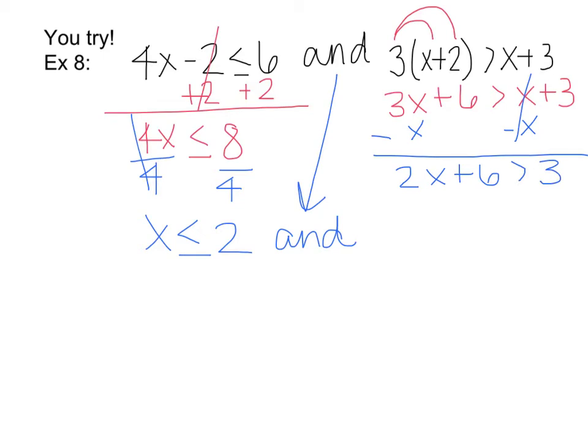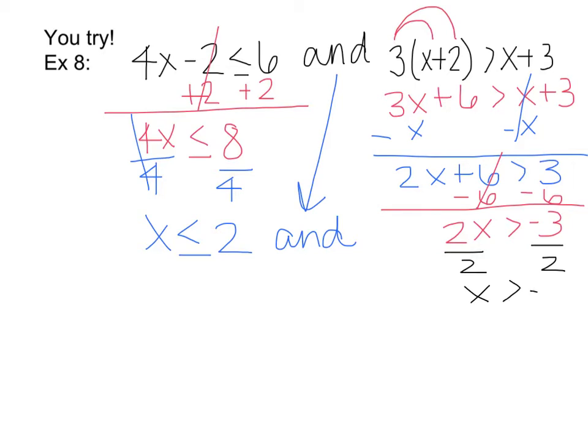Since my variables are on the left hand side, I need to move my positive 6 to the right hand side. So, to move positive 6, I'm going to subtract it. And that gives me 2x is greater than, and then 3 minus 6 gives me -3. Divide both sides by 2. Again, since you are dividing by a positive number, there's no reason to switch your inequality. So that leaves me with x is greater than negative 1.5.